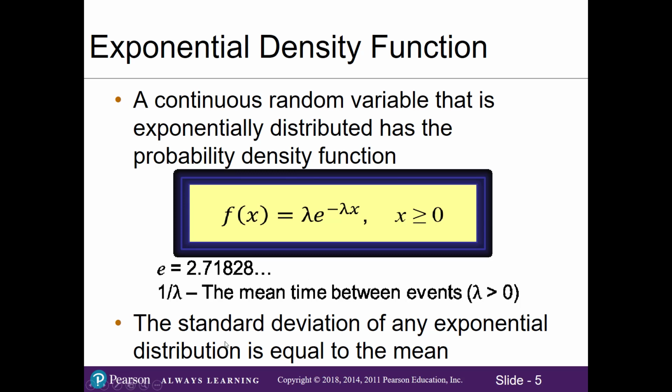Note that the standard deviation of any exponential distribution is the same as its mean. Fortunately, we don't have to worry about this formula, but I just wanted to introduce it to you so that you are aware it exists. One more thing to note is that 1 over lambda is the mean time between events. This is really important to remember because you're going to need it when we're working in Excel.